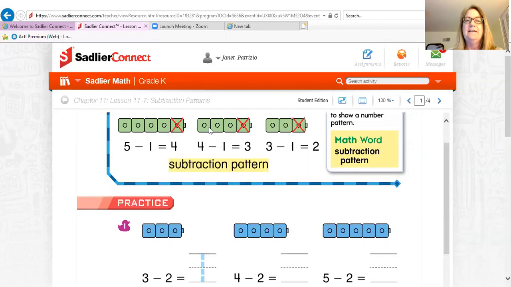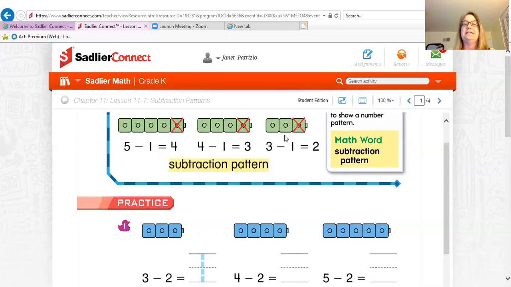Next cube train. We start with the in all. There are 1, 2, 3, 4 cubes in all. Minus 1. The red X is on this cube. Equals 1, 2, 3 cubes left. And our last cube train, we start with our in all number. There are 3 cubes in all. Minus 1 cube, there's the red X, equals 2 cubes.